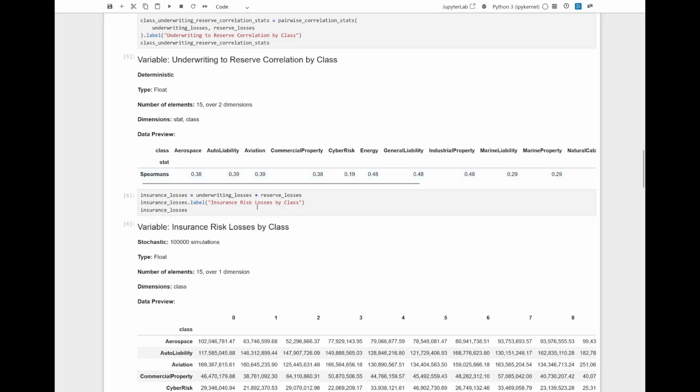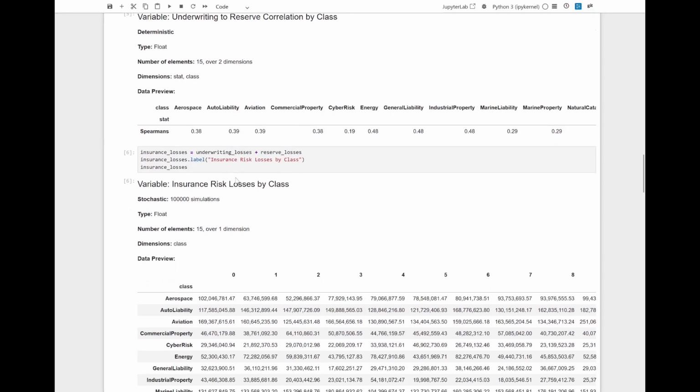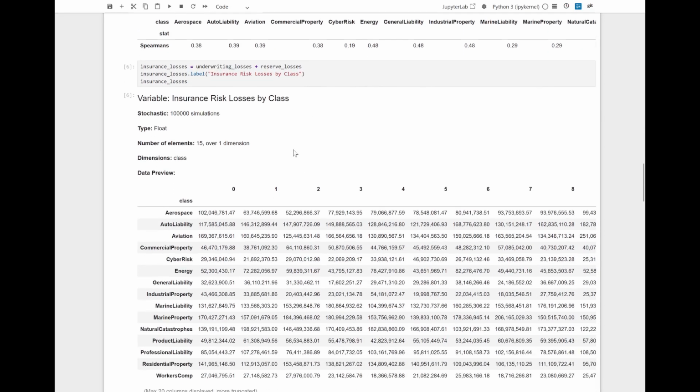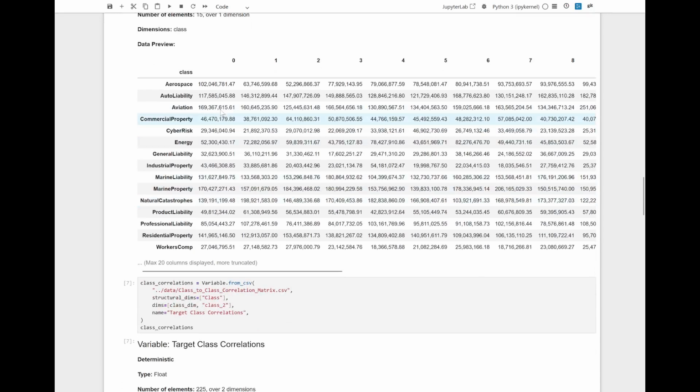Once we'd correlated underwriting and reserving, we then aggregated up into a total insurance risk loss figure by class. So this is what we're going to do here. We're aggregating underwriting and reserving and creating total insurance risk by class, and this will have the correlation between underwriting and reserving already included and baked in, but now we're just adding the distributions together post correlation to get this total insurance risk figure. And these now are the distributions we're going to use in that second tier of correlation in the method 1 approach.